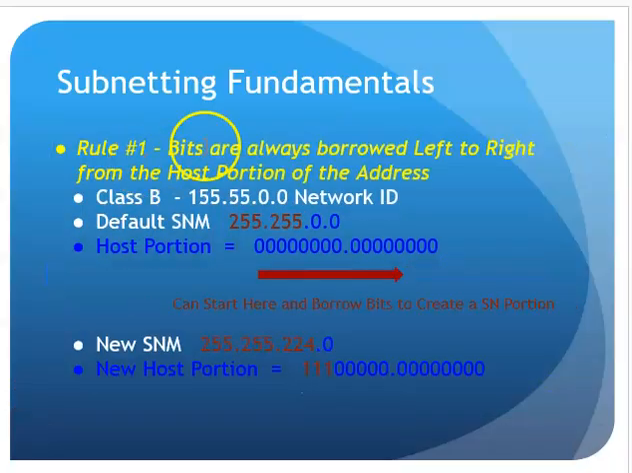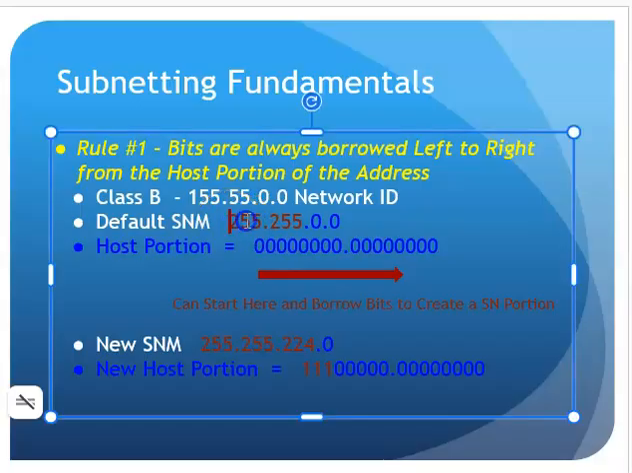Let's take a look at another example. Let's say we have a Class B, 155.55.0.0. My default subnet mask, 255.255.0.0. Here's my host piece. There's my 16 bits of host piece. I can start borrowing bits from here, going right. So if I want to, I can borrow 3 bits to make a subnet piece. Again, we'll figure out how to calculate the number of bits borrowed in a minute, so hang in there. So if I borrow 3 bits, this right here, when I convert it to decimal, I get 224. That's what that number is, 224, and that right there are the same number.